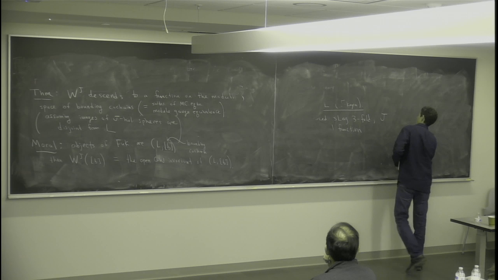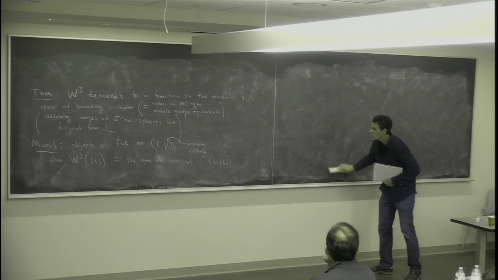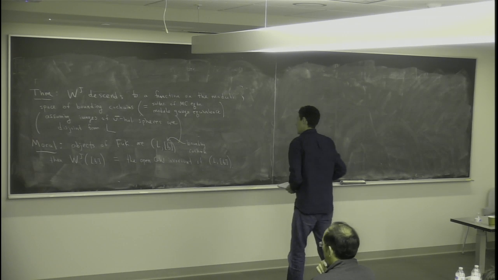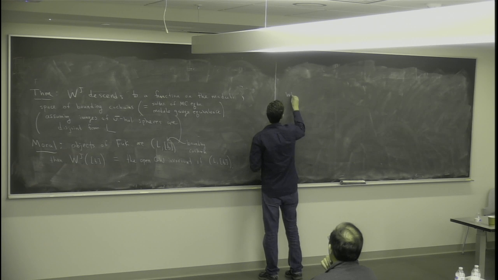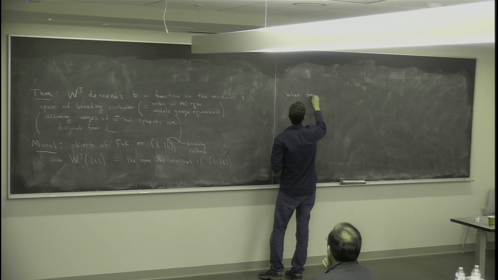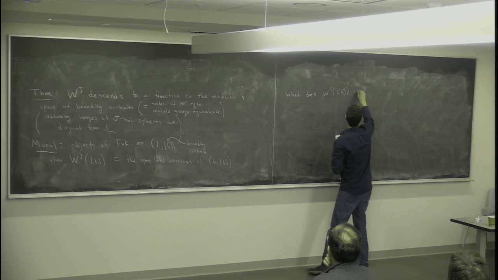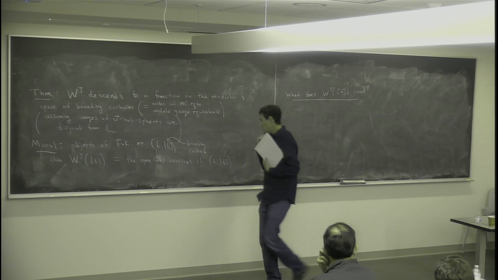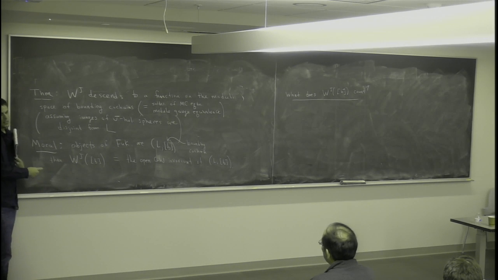So what does WJB count? Oh, actually, let me add one thing. The value depends on J. So if you change J to a different J, this may change. And there's some kind of wall-crossing formula that tells you how this changes. So let me just point out that it depends on J. Okay, so what does this thing count?